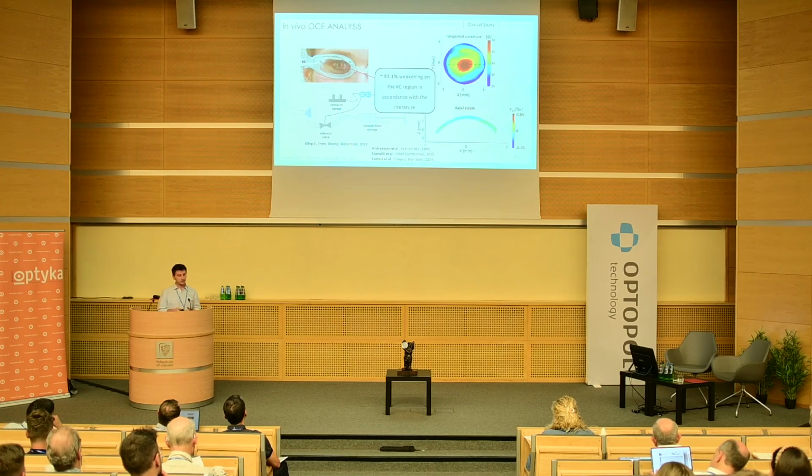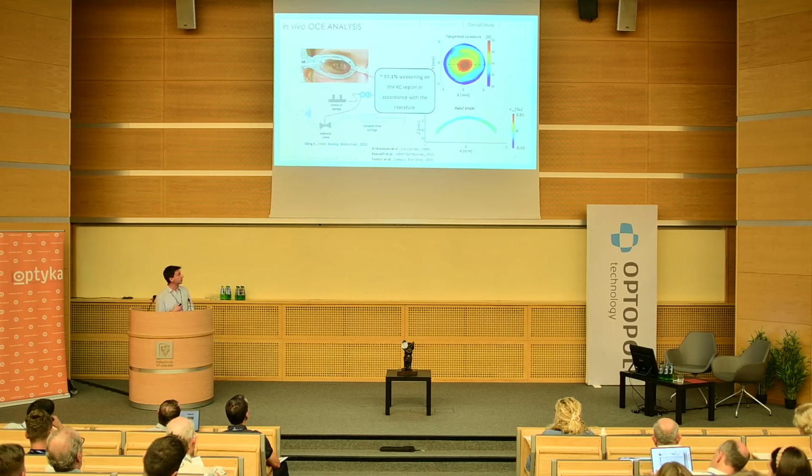But what we acquired from this is actually promising data, because we quantified a 57% weakening, which is in accordance with the literature that tested keratoconus corneas on uniaxial tensile test with Brillouin microscopy, and also with the computational model that Benedetta showed in the previous talk. So now we have everything we need, and we can go to the results.